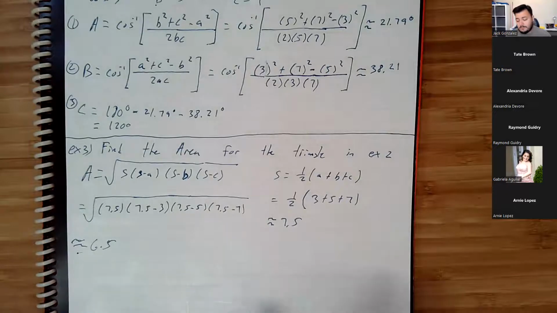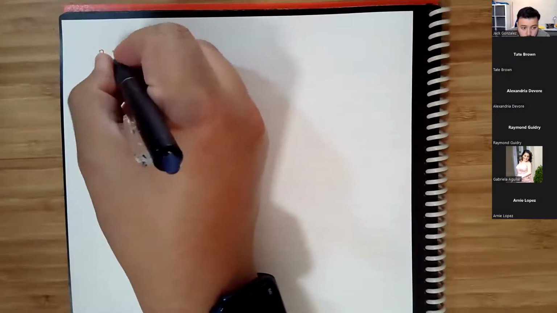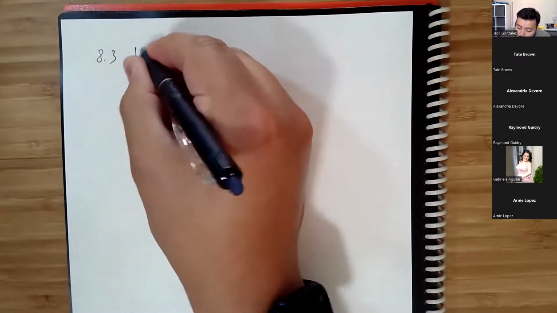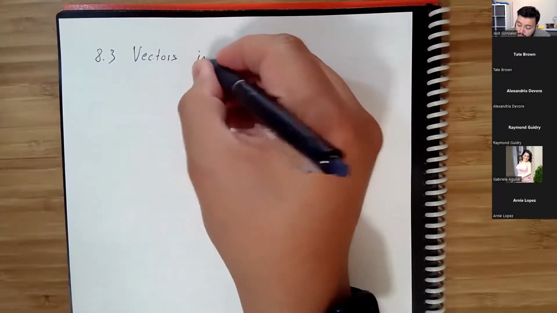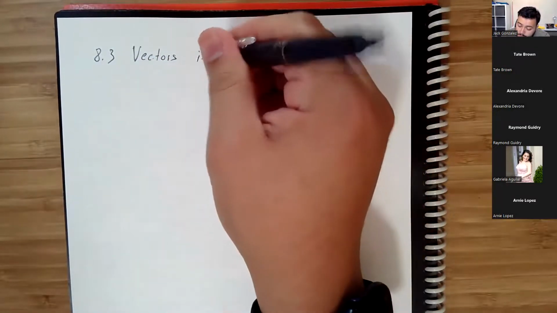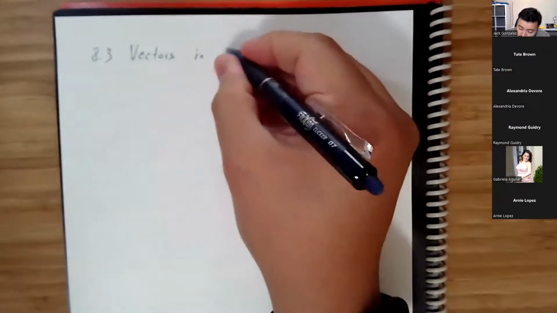Let's move on to A3 then. Vectors in the plane.